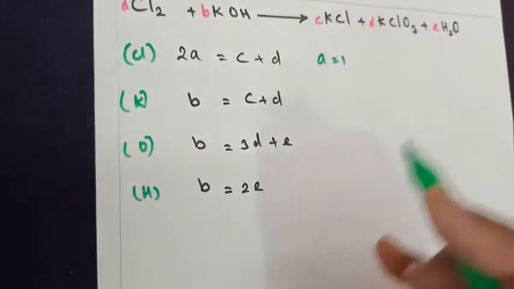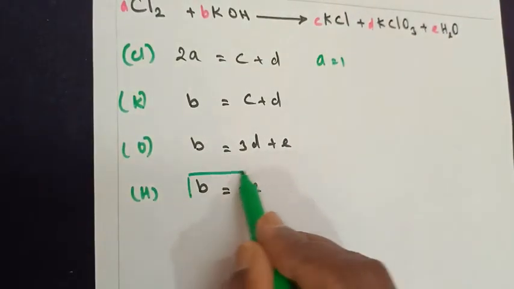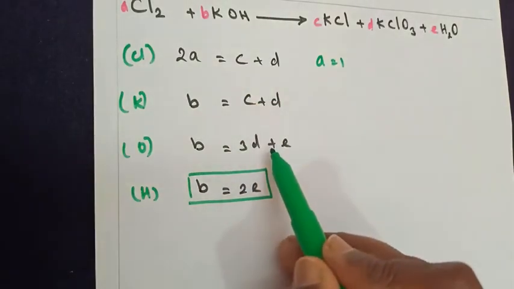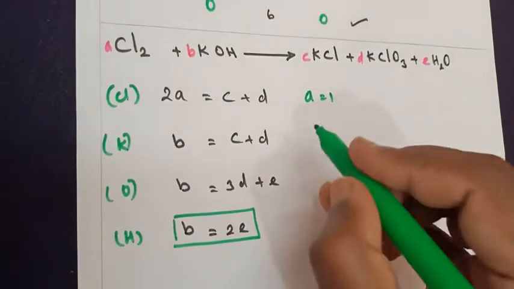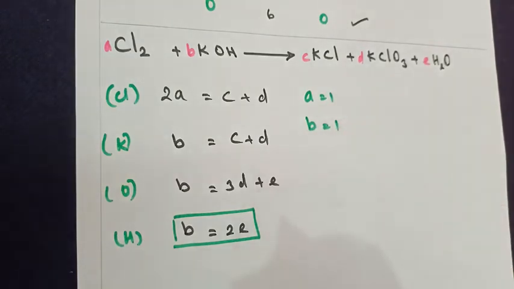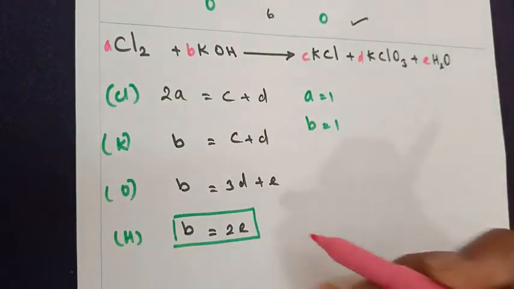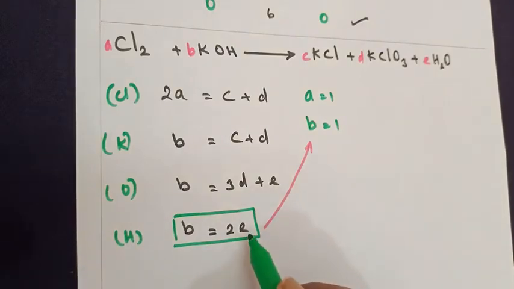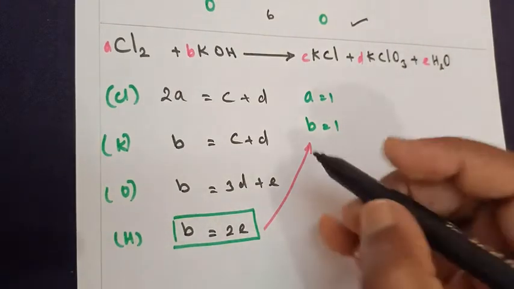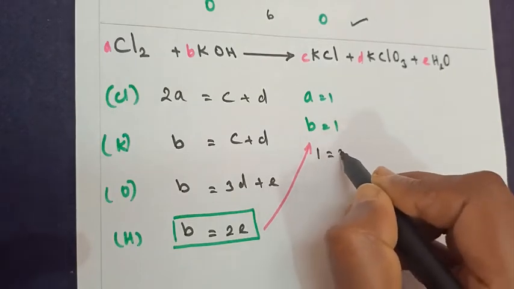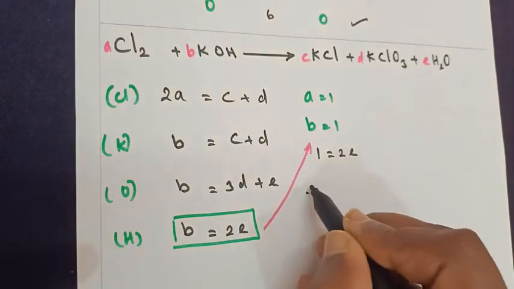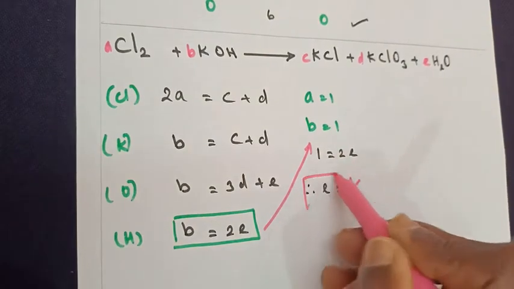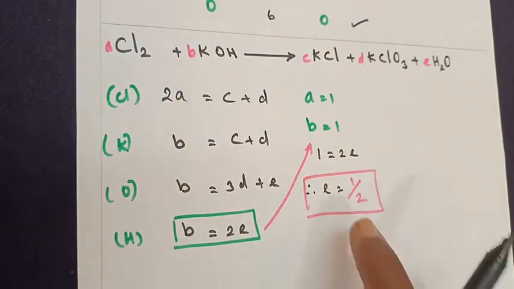So what are we going to do? Consider the next easy step, where only one variable is present. In this case you've got a 2. Here you've got only 1. Consider let B is equal to 1. If B is equal to 1, substitute into this equation. So what value will we get? E value. If I substitute B is equal to 1, so 1 is equal to 2E. Therefore, E is equal to, 2 comes to the denominator. We get the value of E, that is 1 by 2.